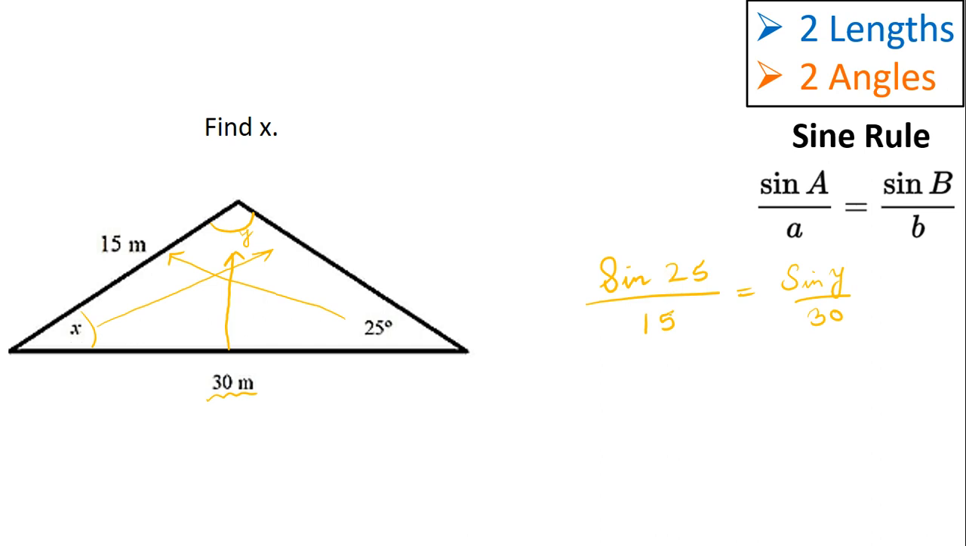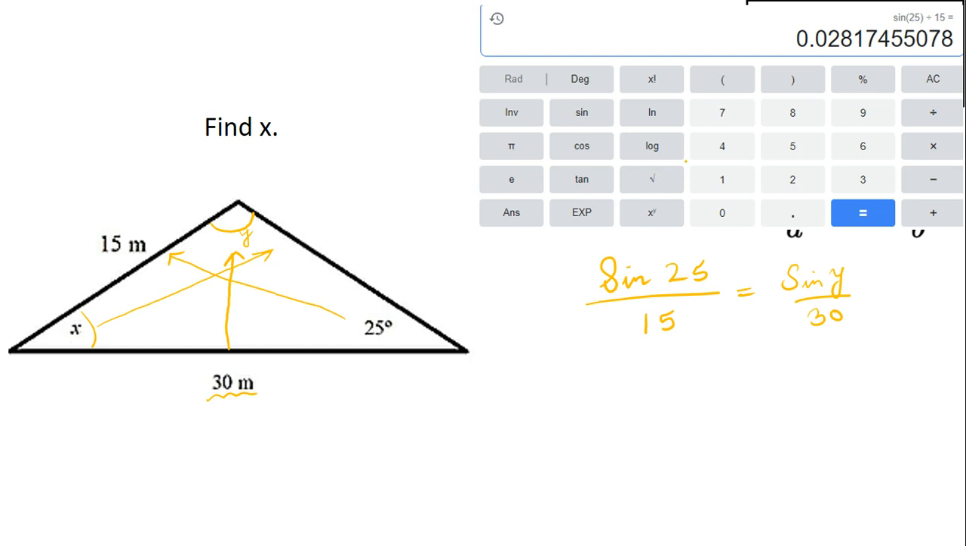Now first thing I'm going to do, sine 25 over 15, that gives me 0.02817. So I'm just going to write that down, 0.02817. When you're midway through your solution, just do not round off to one or two decimal places. Just take a few more, take 4 to 5 decimal places so that you get a more accurate answer. So once I have 0.02817, and then I have sine y over 30.